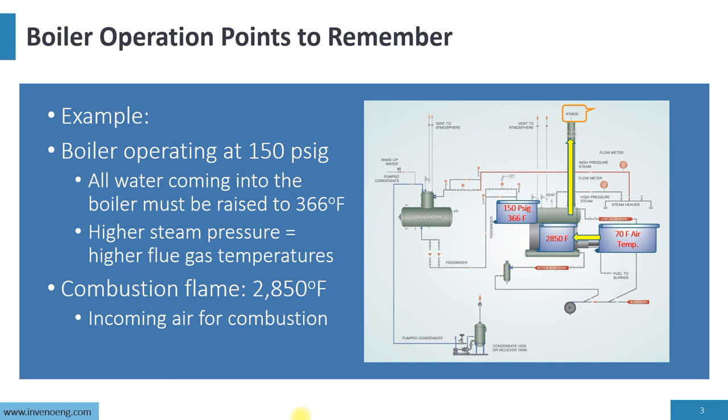The combustion flame temperature, a rule of thumb, it depends on the burner, is 2,850 degrees Fahrenheit. All air coming in for this combustion process has to go up to 2,850 degrees. So we have to be very aware of excess air levels in the combustion process. Lower excess air, less air I have to heat up to 2,850 degrees. Remember one thing, the combustion is not looking for air. It's looking for the oxygen in the air. So we just have to heat the rest of it, the nitrogen, up to 2,850 degrees.